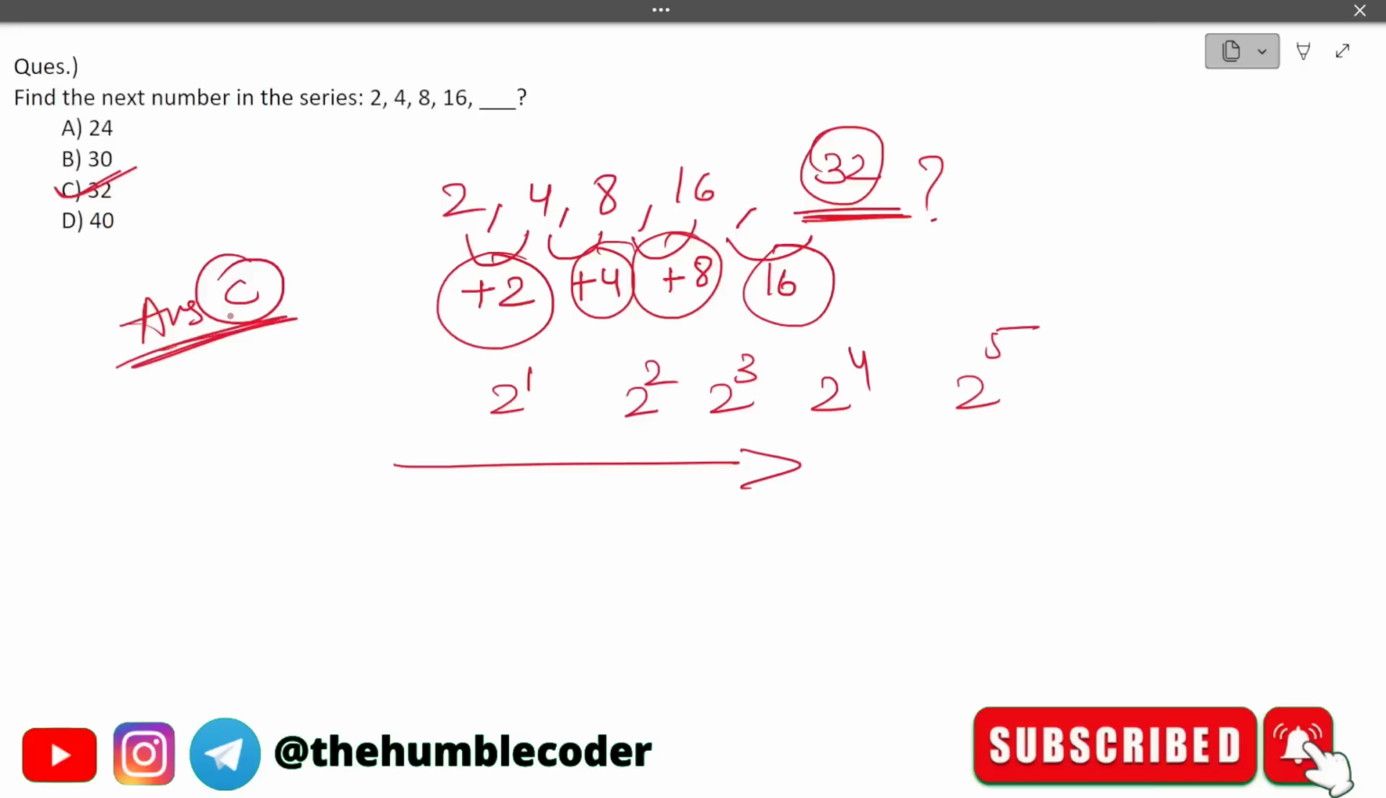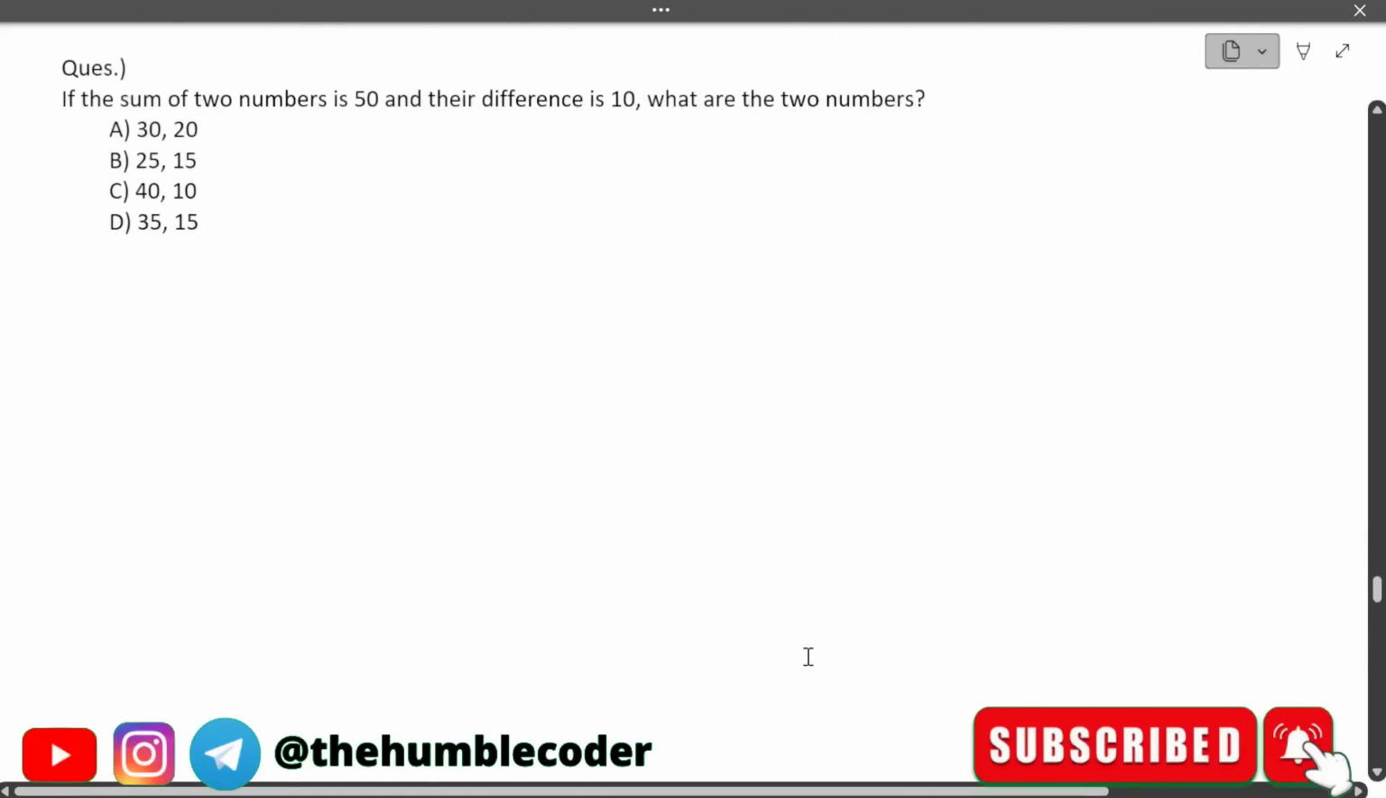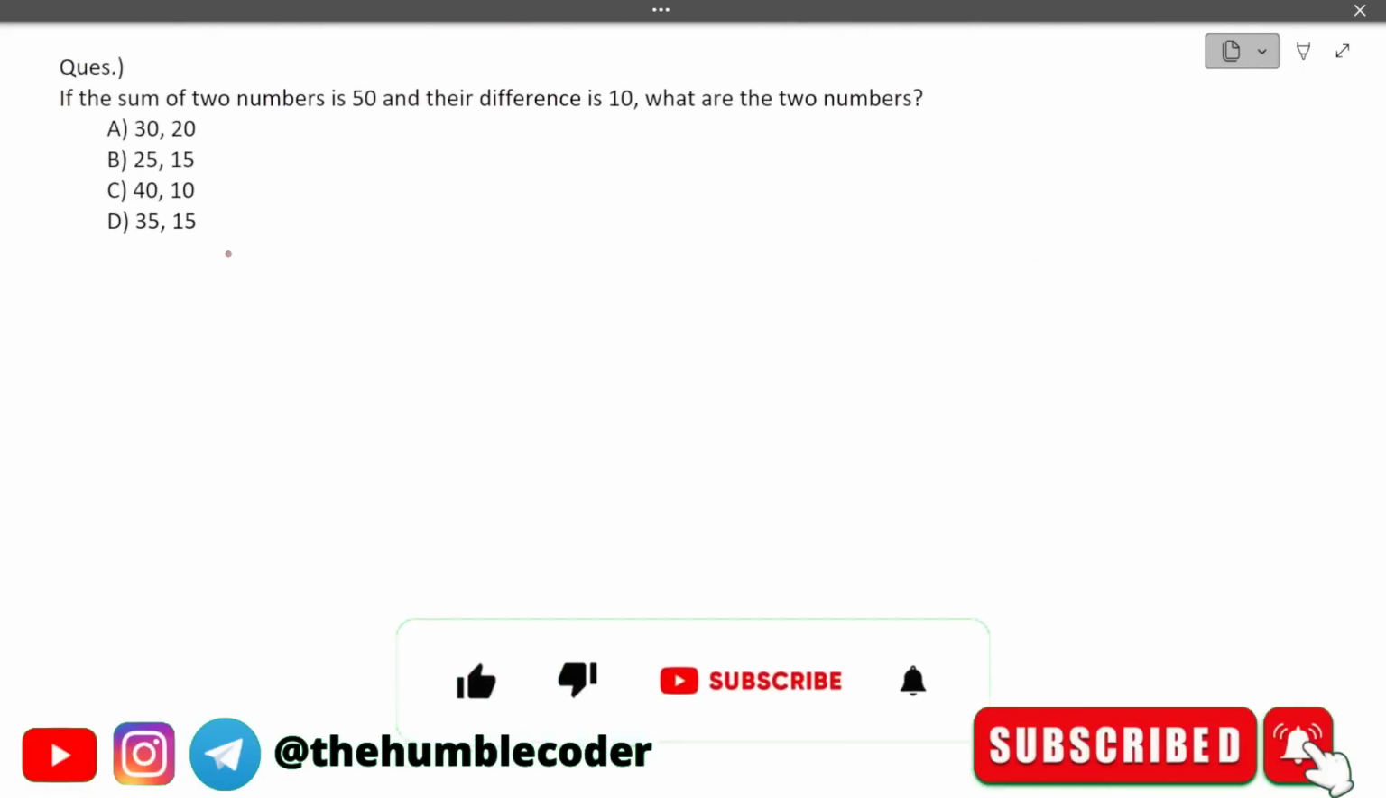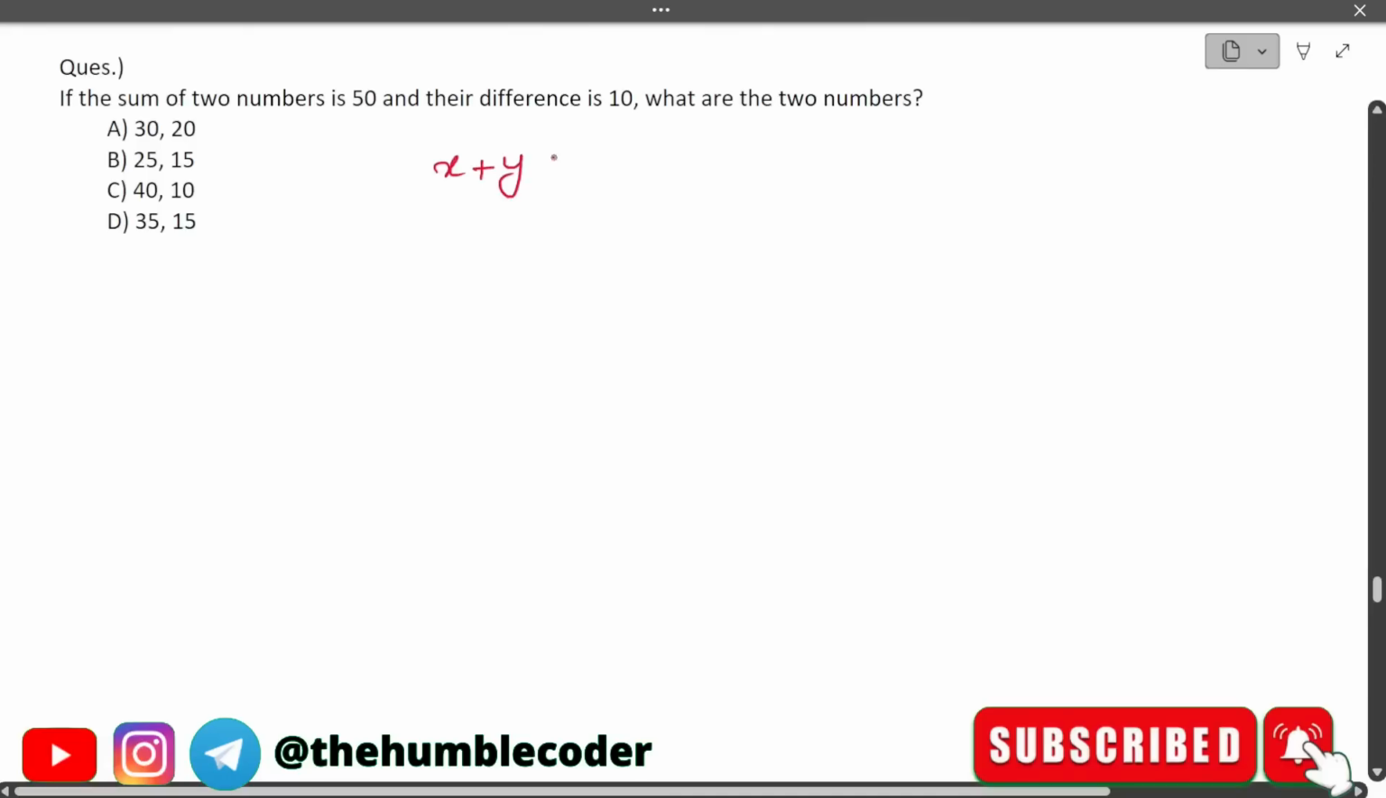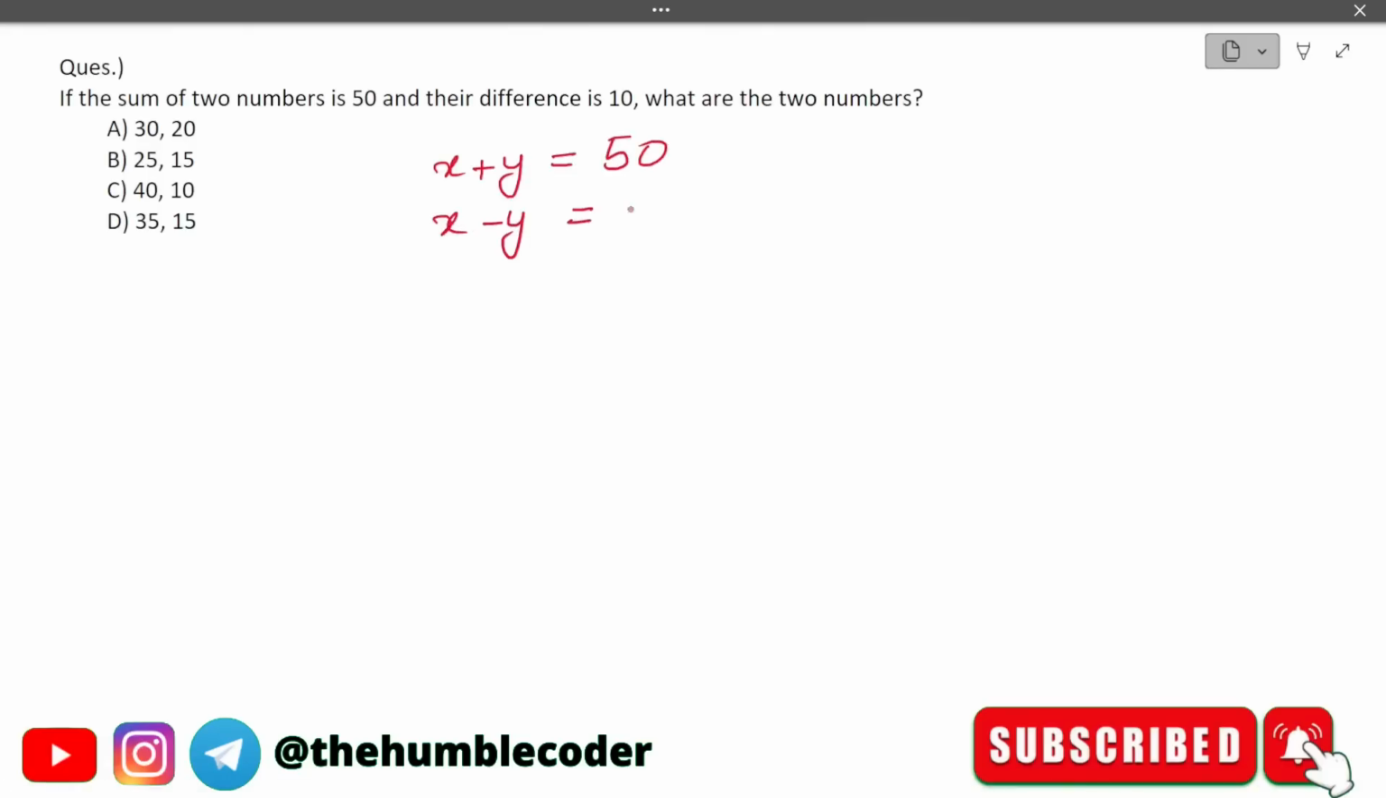Okay, moving on. The question that we have here is, if the sum of two numbers is 50, their difference is 10, what are the two numbers? Okay, let's see. Let's try to formulate these equations based on the data given to us. Sum of two numbers is told to us is 50. Difference of two numbers is told to us is 10.